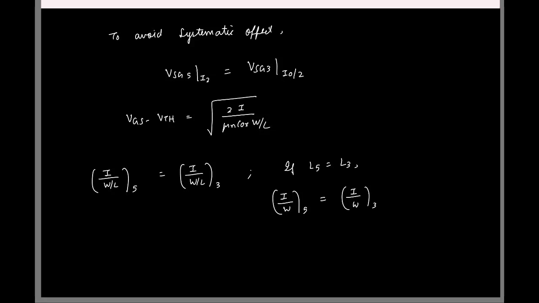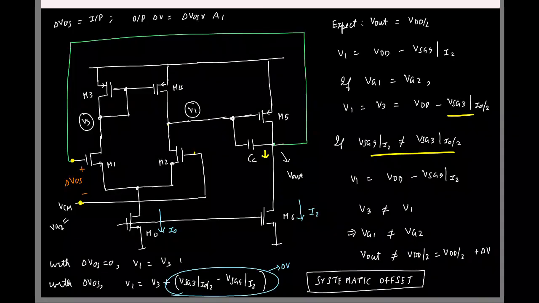And I mean this factor has a name. This is called the current density. I don't know if you are aware of this. So the ratio of current to the width is often called the current density. So the point is to avoid the systematic offset. If we have the same lengths, you keep the same current densities for the PMOS transistors, right? So all these three should have the same current density. If you don't have it, you will have the systematic offset.